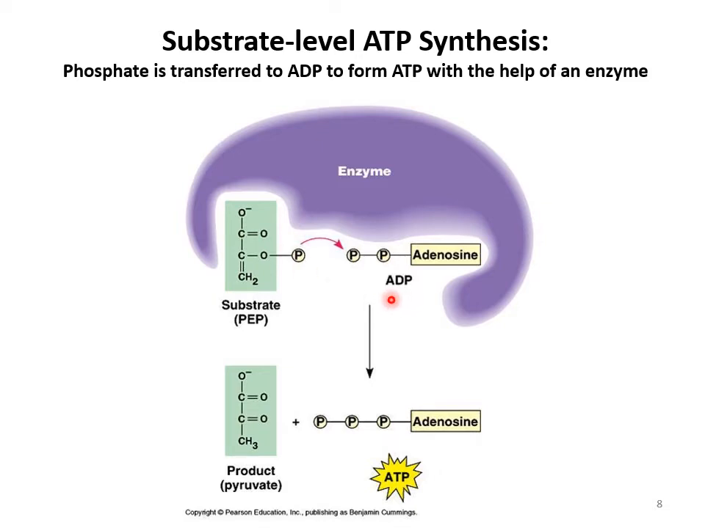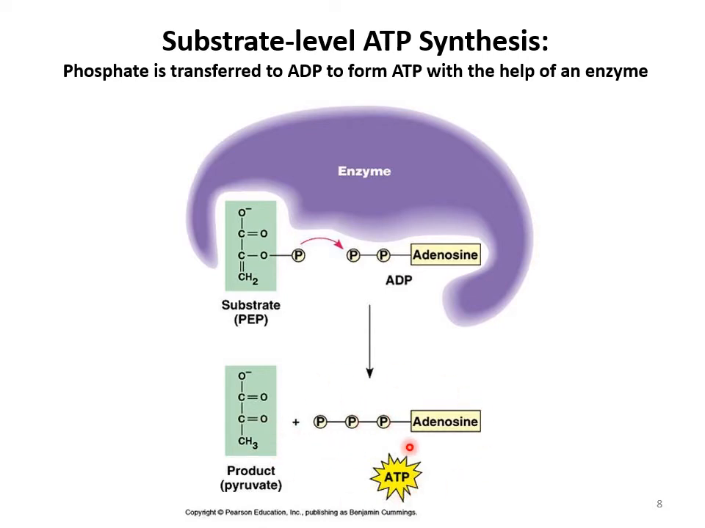And remember earlier I said ADP stands for adenosine diphosphate, meaning 2 phosphate groups. So substrate level ATP synthesis uses an enzyme as a little seat to help get a phosphate group from a substrate, which in this case is PEP. And it gets that phosphate group, adds it to ADP, so now you have ATP, triphosphate, 1, 2, 3 phosphate groups. And that's where the energy of ATP lies.